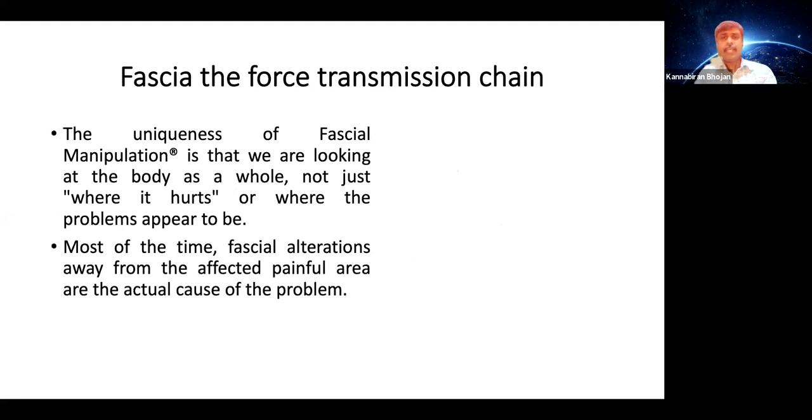Coming to the fascia as a force transmission chain, what is so unique about facial manipulation is that we start looking at the body as a whole, and you don't dig in the place where you have pain. Days have gone where, when somebody says there's knee pain, the cause could be in the hip. When somebody says hip pain, the cause could be in the spine. So we don't treat the place where it hurts anymore. We have a very clear presentation of how they're connected. So facial alterations away from the painful area, most of the times, can be a troublemaker.